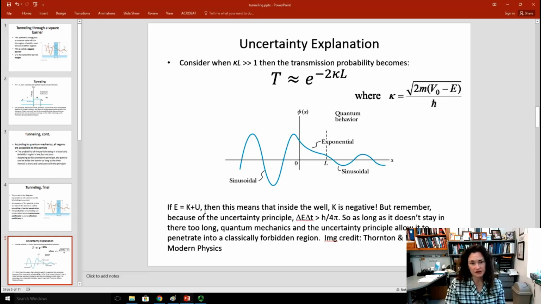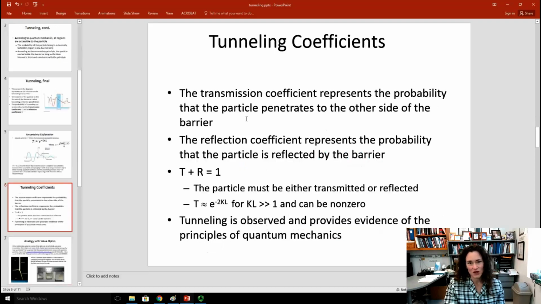So if the total mechanical energy of a particle is the kinetic plus the potential energies, then while a particle is inside the barrier, since E is less than the potential energy, that means your kinetic energy is negative, which seems a little weird. But remember, because of the uncertainty principle, conservation of energy can be violated as long as you don't do it for very long. Okay, so like we said, the transmission coefficient is e to the minus 2 kappa L as long as kappa L is greater than 1. It can be non-zero. The particle can be transmitted or reflected, so if you sum your transmission and reflection coefficients, then that's 1, okay?